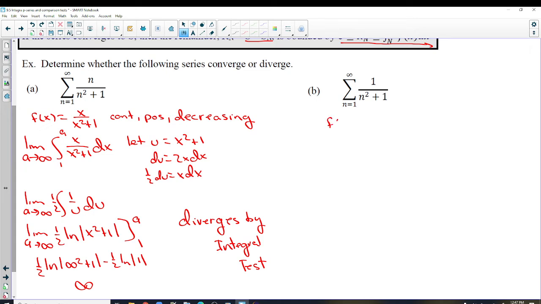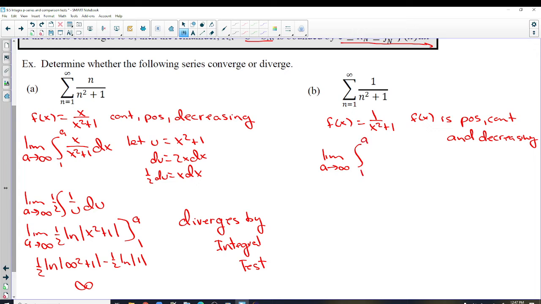Over here, we're going to let f of x equal 1 over x squared plus 1. And we're going to say f of x is positive, continuous, and decreasing. Well, now we can write the limit as a approaches infinity of the integral from 1 to a of 1 over x squared plus 1 dx.